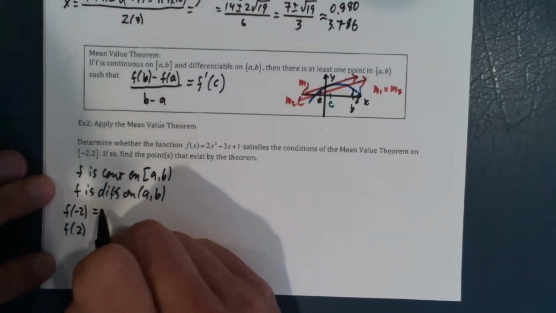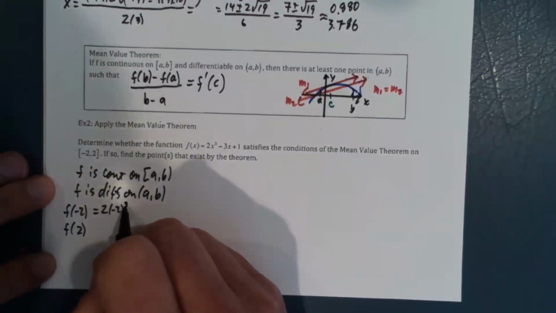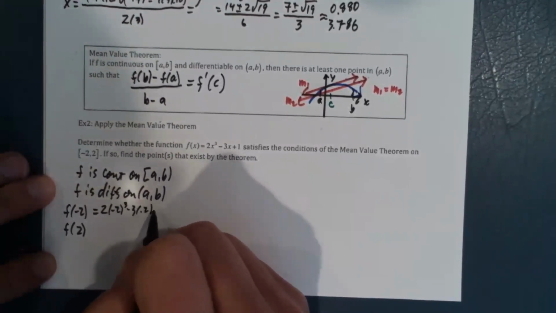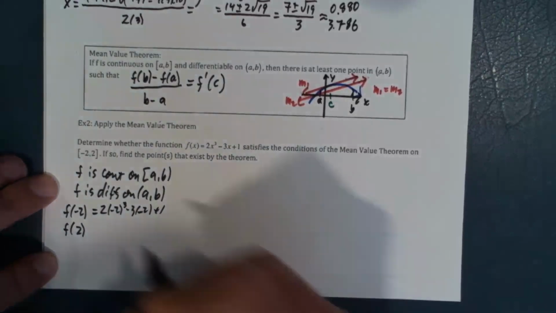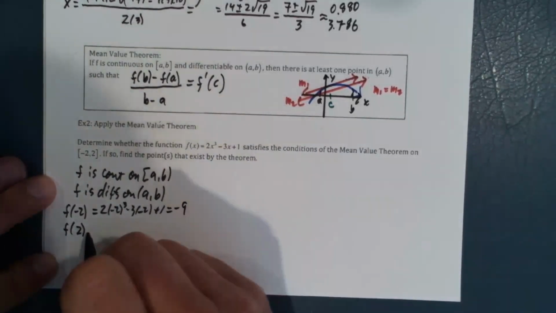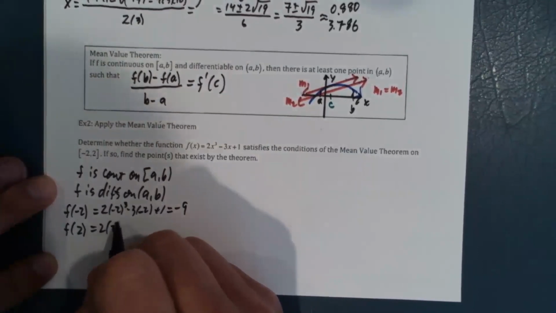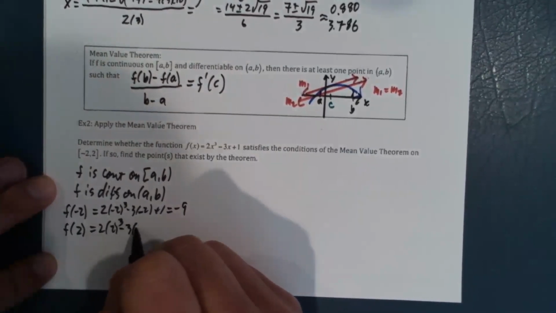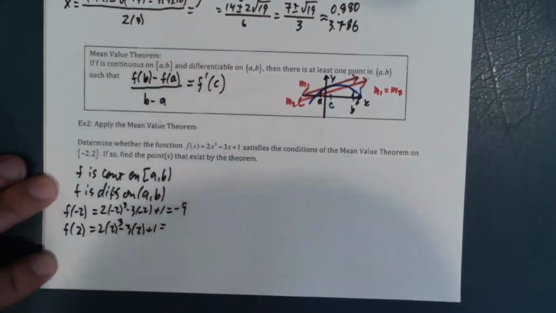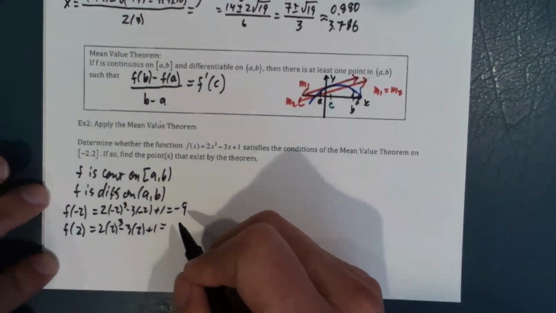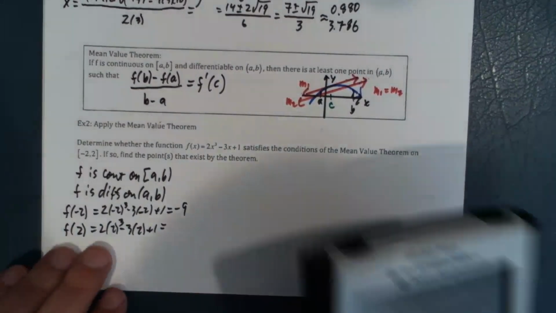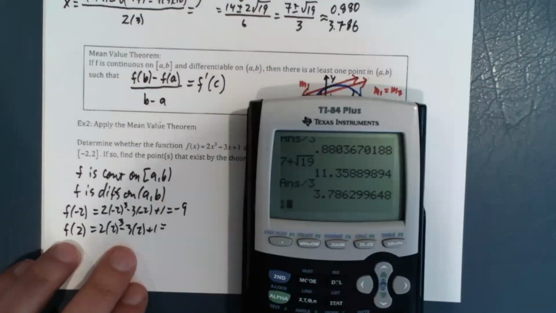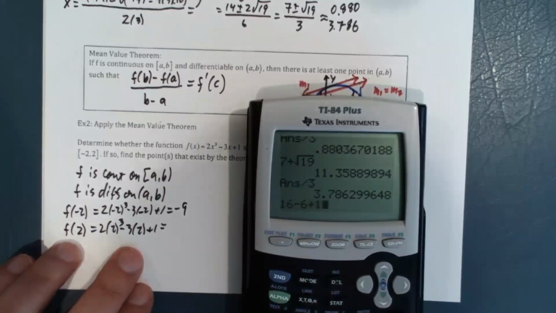In this case, that's going to be 2 times -2 cubed minus 3 times -2 plus 1. And I got -9. And then f of 2, and I got 1. Let's double check that. So that's 8, that's 16 minus 6, 16 minus 6 plus 1, that's going to be 11. Yeah.